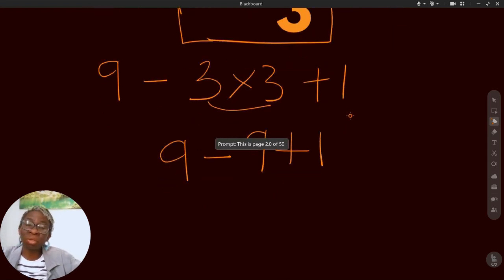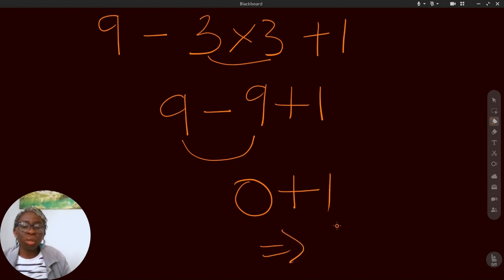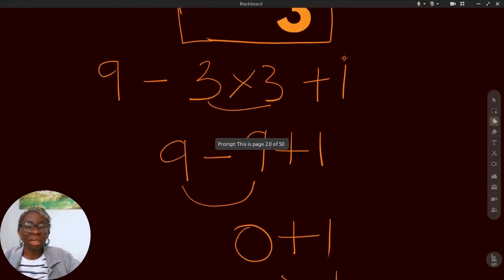Now we have to solve from left to right. So we subtract 9 minus 9 gives 0, and 0 plus 1 is 1. So the final answer for this is 1.